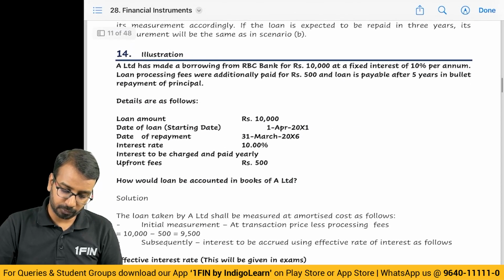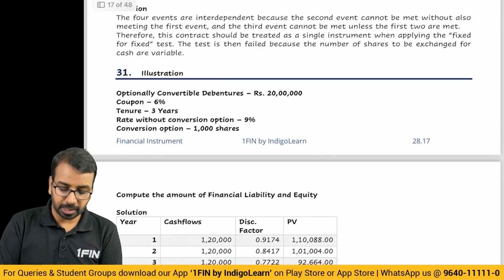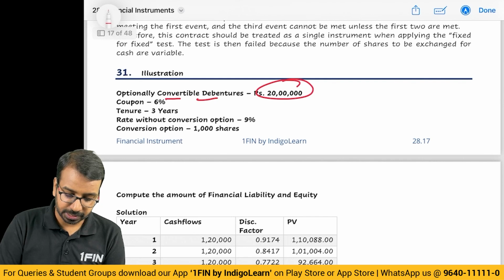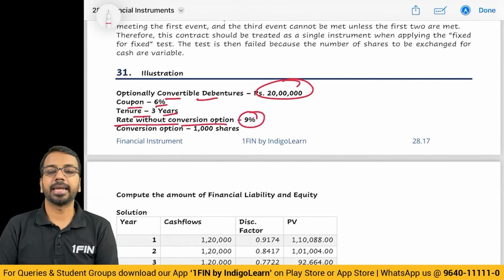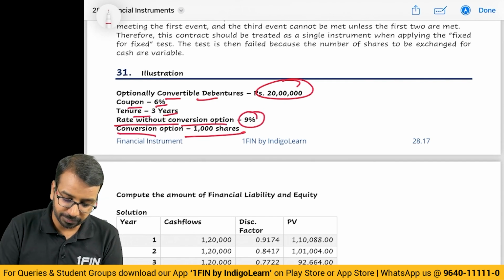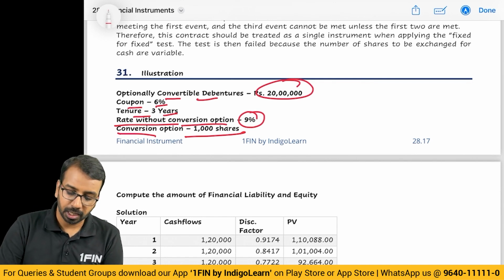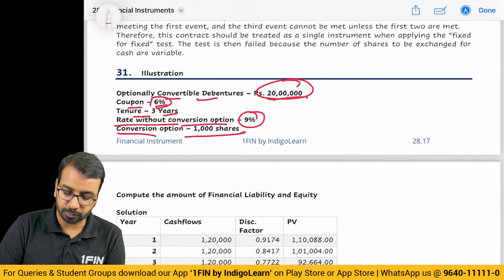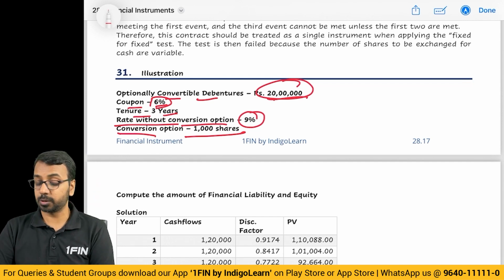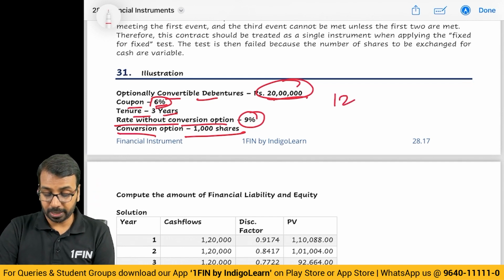Interest free loan we have done. So there are optionally convertible debentures of 20 lakhs, coupon is 6%, tenure is 3 years, rate without conversion option is 9%, and the conversion option will give you 1000 shares. How do you account for this? First, you will see what is the interest payable, 6% of 20 lakhs. So 20 lakhs into 6% works out to 1,20,000.